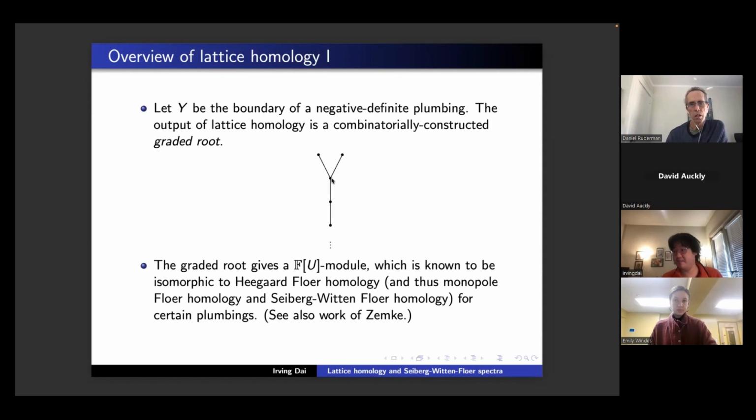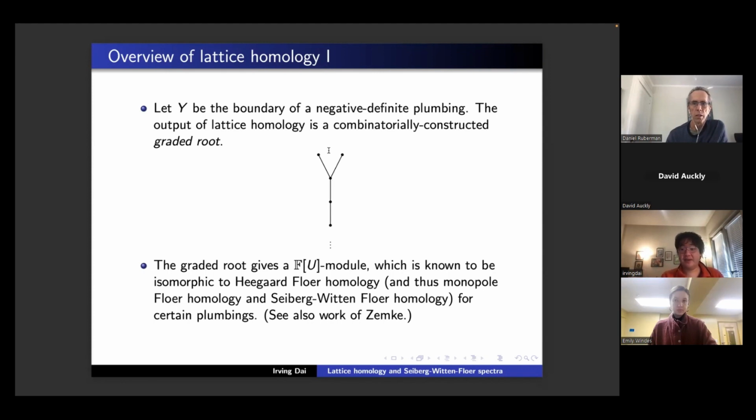This is an amazing theorem because a priori Seiberg-Floer theory requires a computation. Inside the computation, there are all these counts of pseudo-holomorphic curves, but I claim to you that this tree is totally combinatorially constructed from just looking at the plumbing graph, the combinatorics of this plumbing.